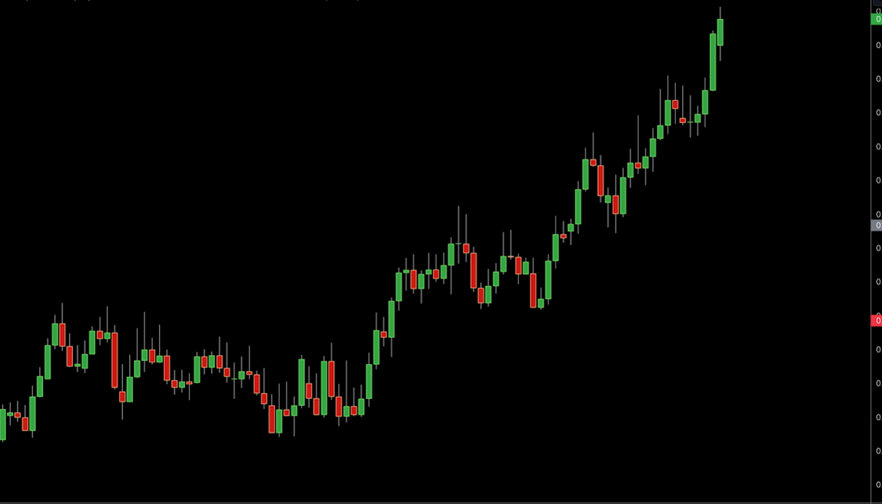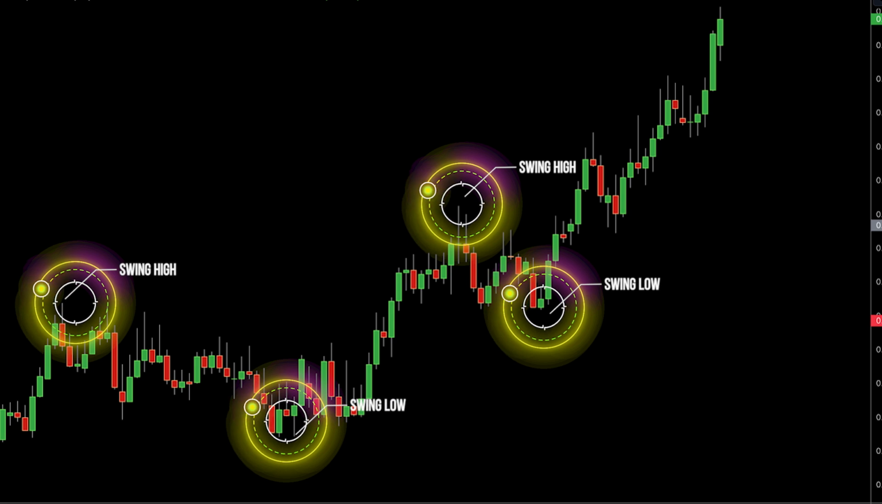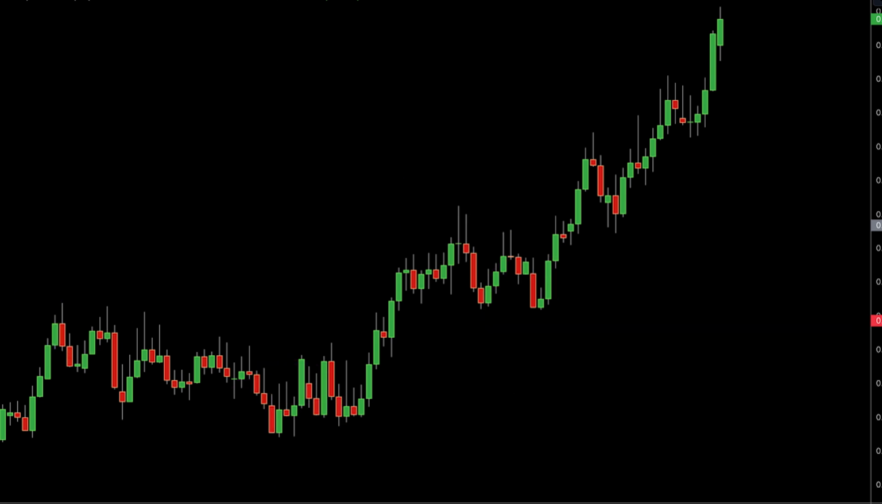Understanding market direction can be simple if you pay attention to swing highs and swing lows. Despite its simplicity, many traders overlook this basic data, often searching for complex explanations where none are needed. All the information you need is right here. Don't ignore what the chart is telling you.